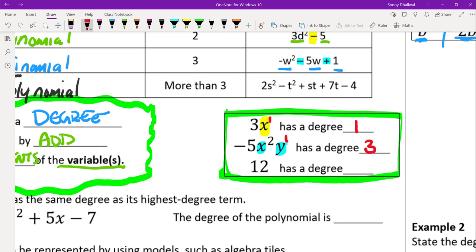The 12. What's the degree of 12? Yes, 0. It doesn't have any variables. There's no letters, no x's, no y's in here. So its degree is 0. So that's how you find the degree of a term.